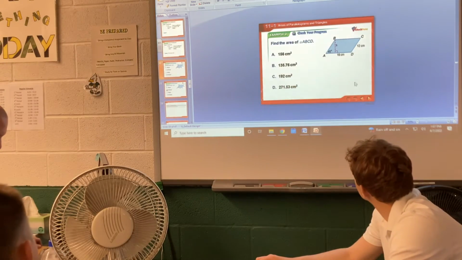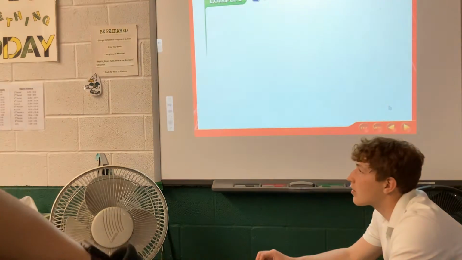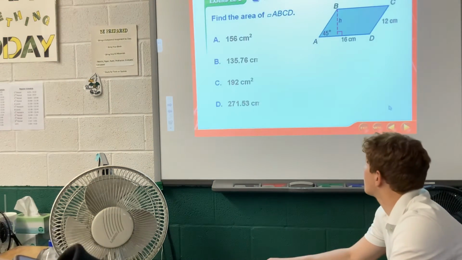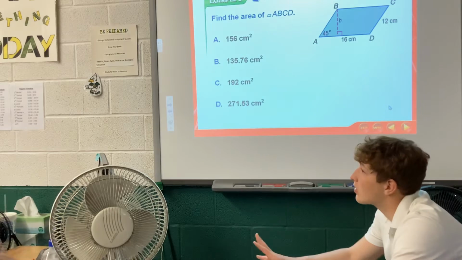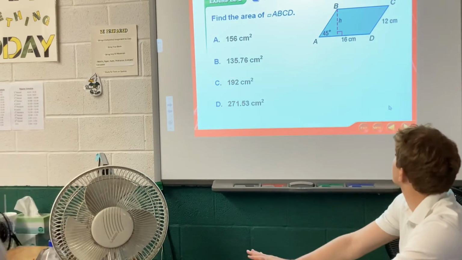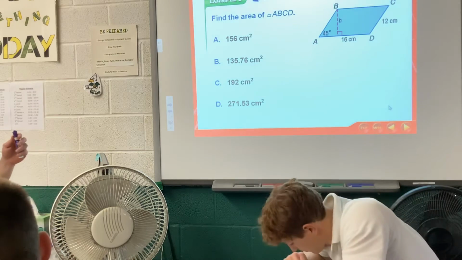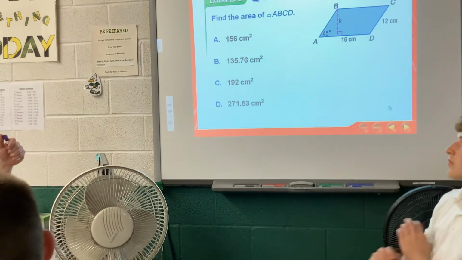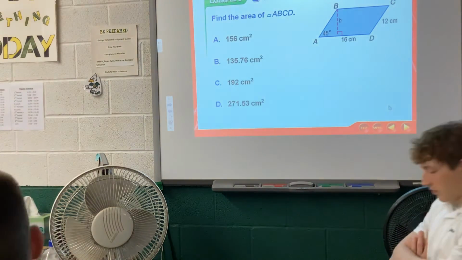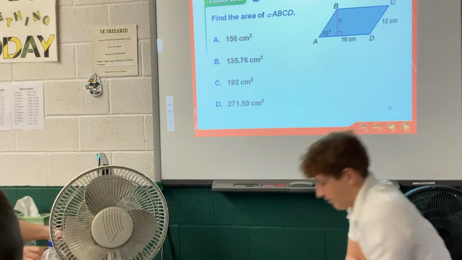what should our answer say as our label? Inches squared. Centimeters squared. What? Centimeters squared. Say that, whatever it is, just make sure. And again, if they don't give you a label, then we just say what? Units squared. Okay? Questions there?